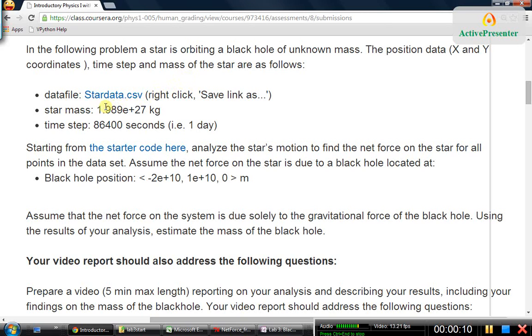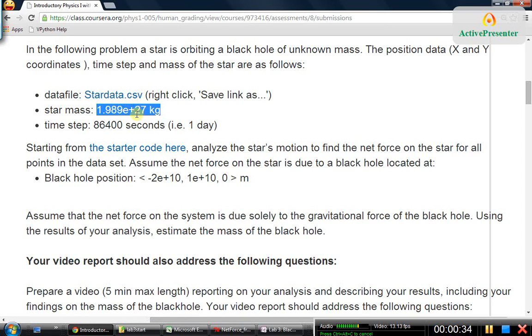We have been given that the mass of the star orbiting a black hole is 1.989 × 10^27 kg, and we are given its xy coordinates as it orbits around the black hole with a time interval of 1 day, that is 86,400 seconds. This data was provided in a CSV file.